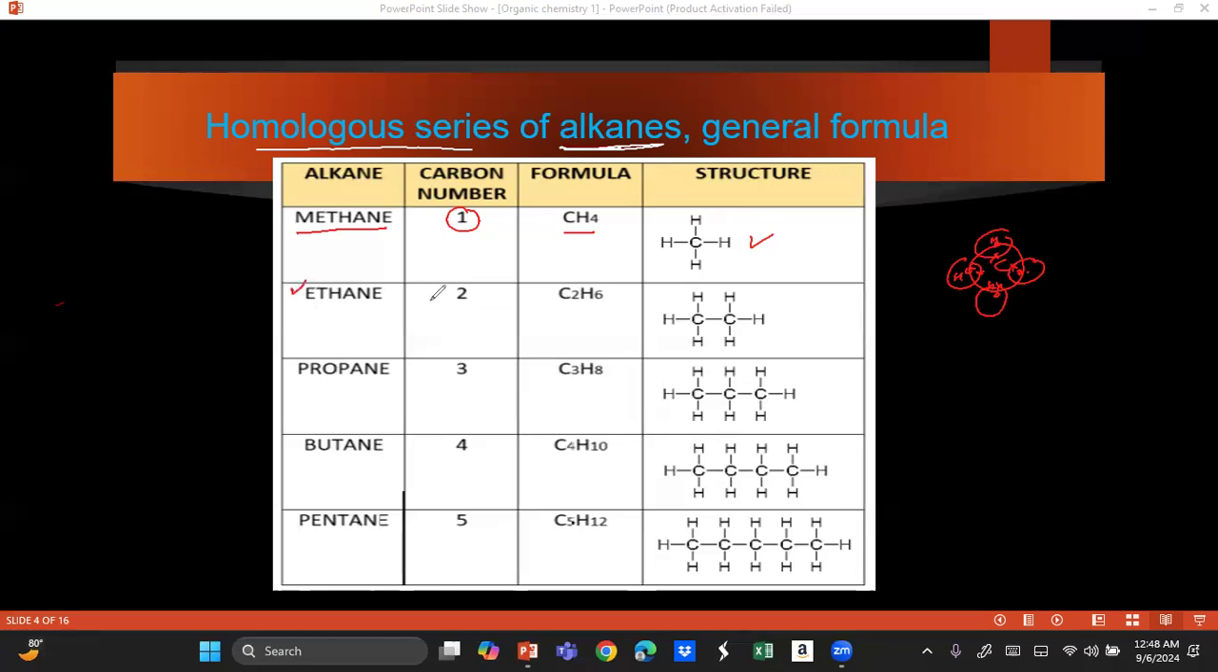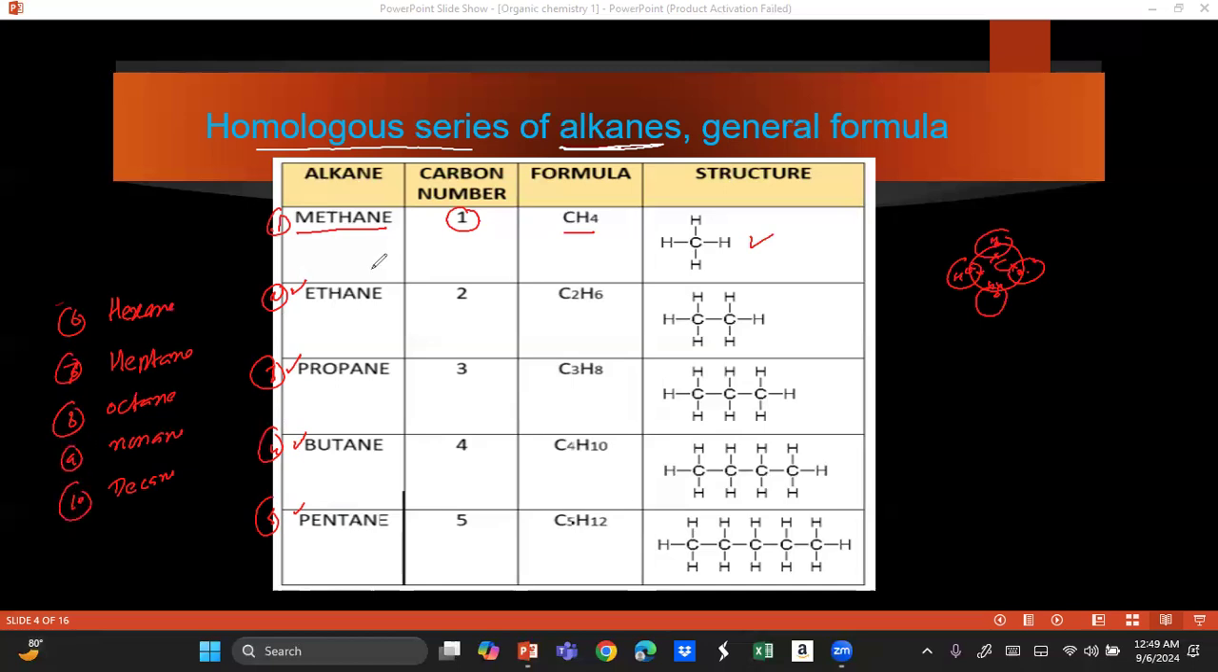Similarly, the second member is ethane. The third member is propane, then butane, pentane. After this, we have hexane, then heptane, then octane, nonane, decane. This is the first member, this is the second member, this is the third member, this is the fourth member, fifth member, this is sixth, this is seventh member, eighth member, ninth member.